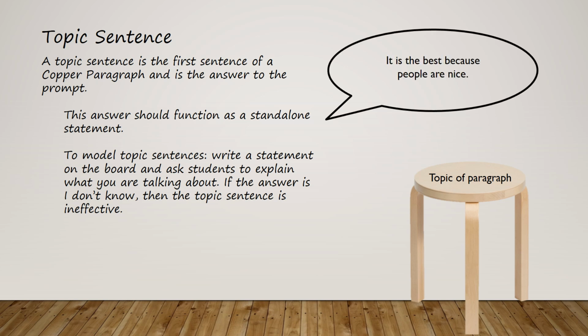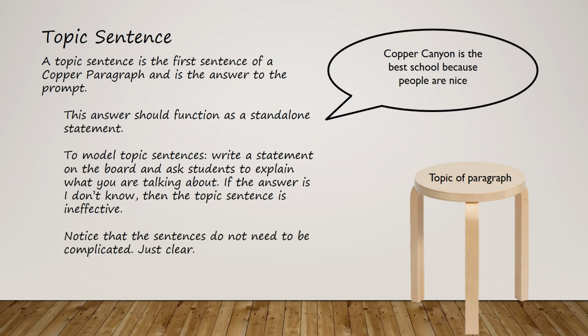So for example, it is the best because people are nice. Because the sentence started with it, if I have no context for what we're talking about, you literally have no idea what this statement is saying. What is the best? So, Copper Canyon is the best school because people are nice. This is more clear. This is where we want to get our topic sentences to be. Notice that the sentences do not need to be complicated. They just need to be clear.